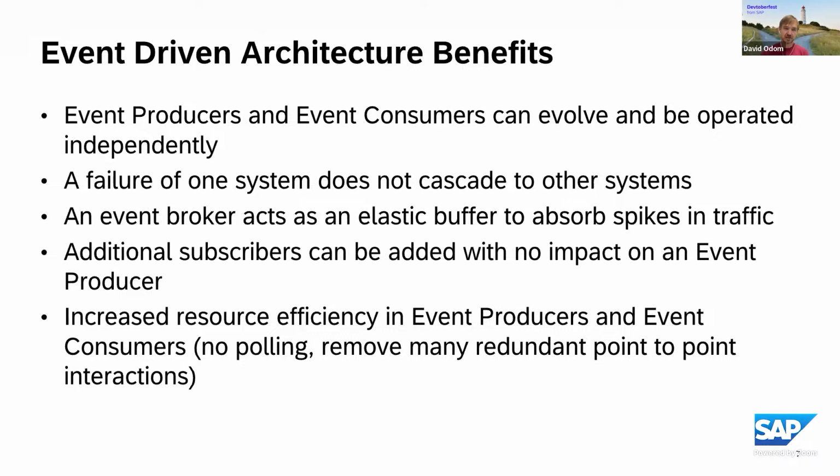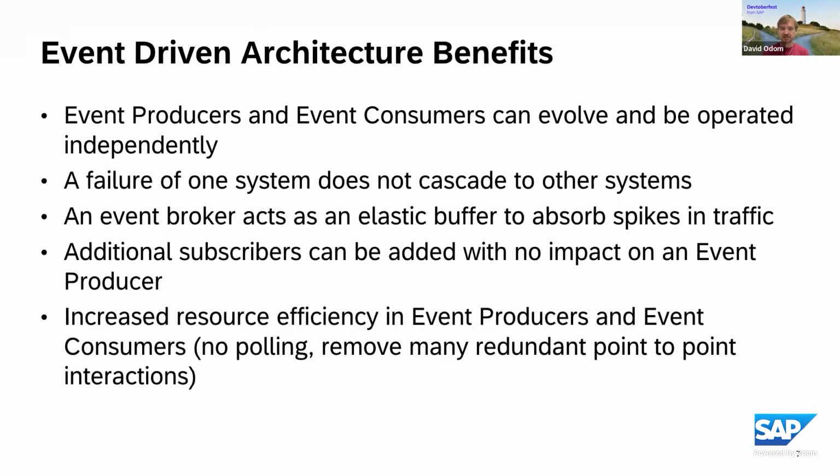And the next one's quite important. Failure of one system won't cascade to other systems. So in a point-to-point kind of architecture, if the downstream or called system starts failing or returning errors, you have to take quite a bit of care to make sure that doesn't have a negative impact on the upstream system. With an event-driven architecture, you get that much more easily out of the box.